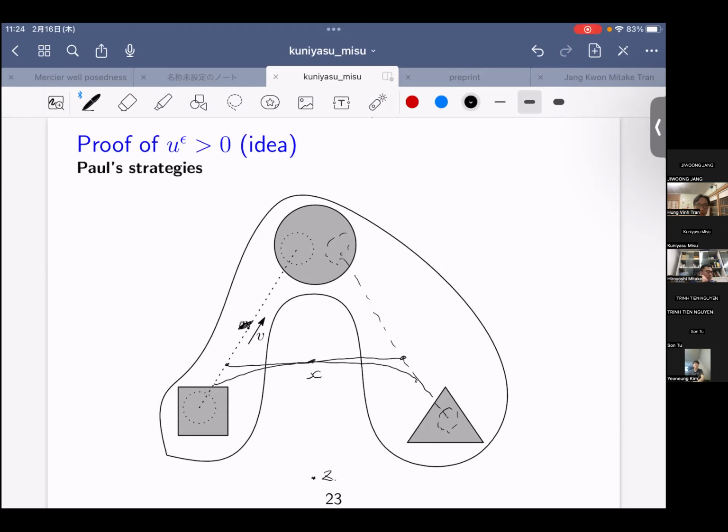If Paul takes a concentric strategy around Z, then he can increase the distance from Z. So the game trajectory behaves like this. This dotted line segment is the domain where he can win. So from this x, by taking the Z concentric strategy, he is able to win.